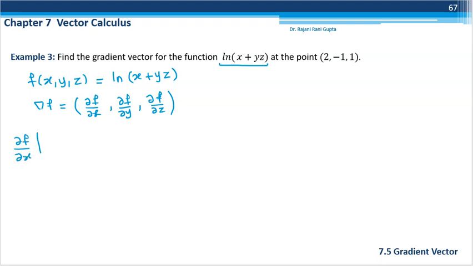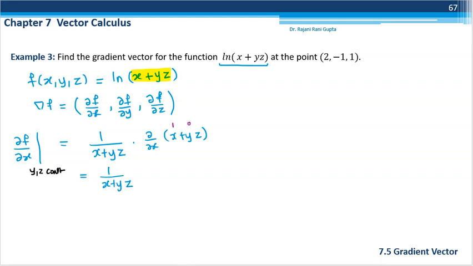When you differentiate with respect to x, what you are going to do? You are going to keep yz as a constant. So by the definition of ln, it is 1 over whatever is in the bracket, that goes into the denominator, x plus yz, times the derivative with respect to x of x plus yz. So when you differentiate, you will get the derivative of this term as 1, and here it's 0 because there is no x. So basically you are left with 1 over x plus yz.